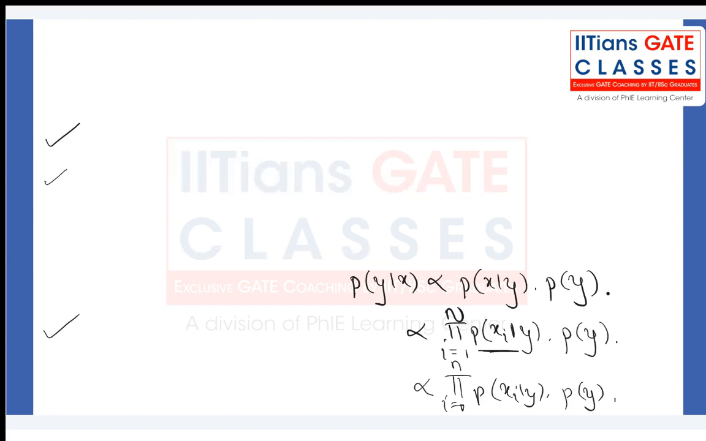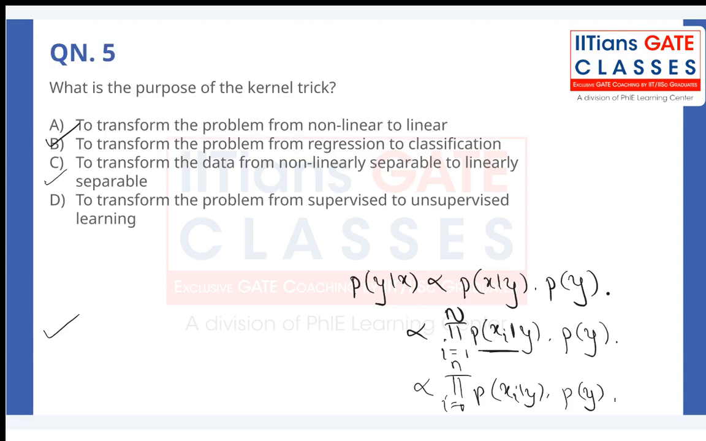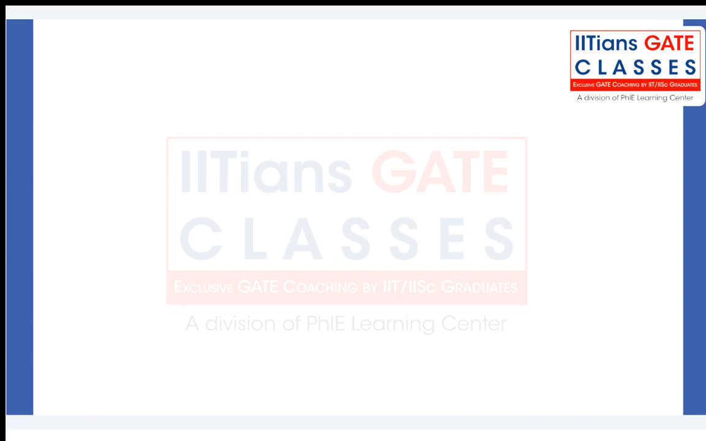The last question for this lecture and this topic is something called kernel SVM. Maybe I've not talked about this, so let me talk now. The question is, what is the purpose of the kernel trick of SVM? Option A is to transfer the problem from nonlinear to linear, to transfer the problem from regression to classification, to transform the data from non-linearly separable to linearly separable, to transfer the problem from supervised to unsupervised learning. So first, let me tell you what the kernel trick is, and then you will tell me the answer.